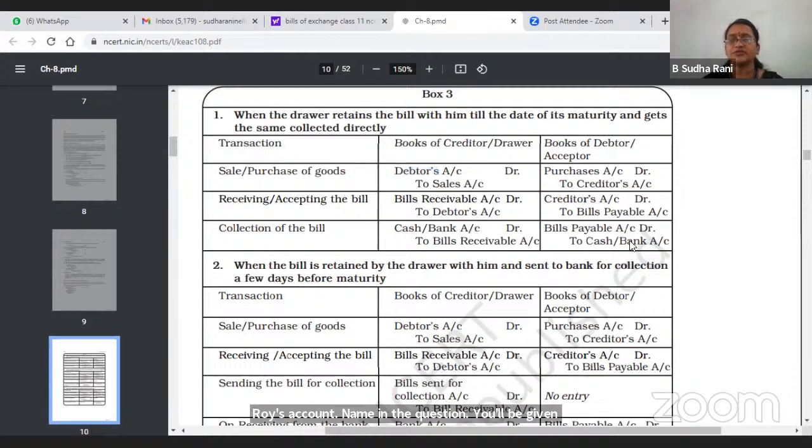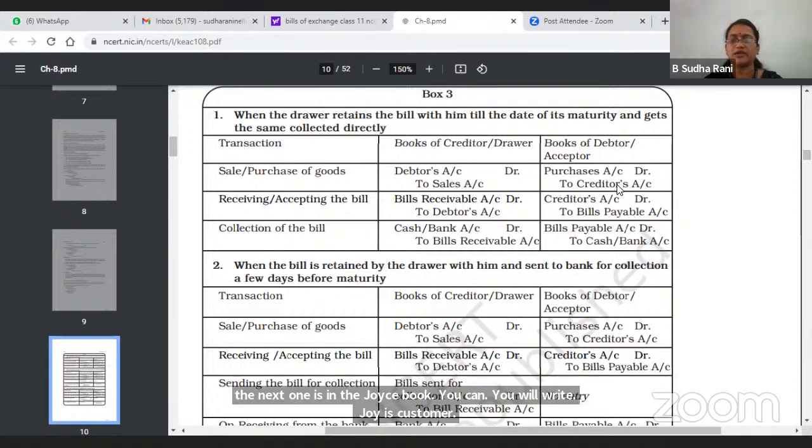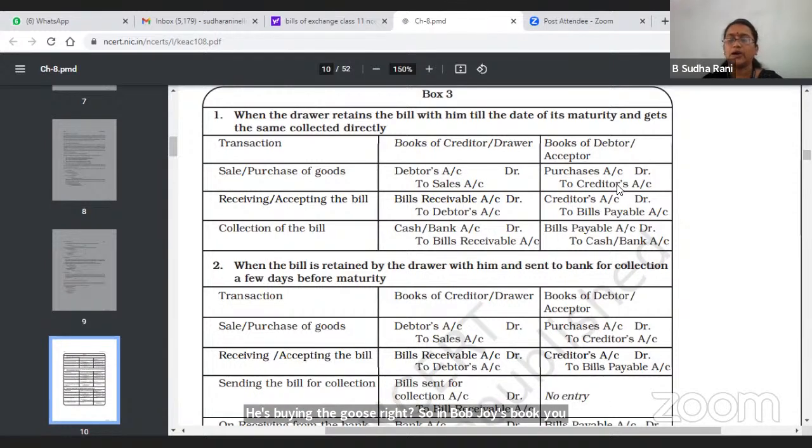The next one is in the drawee's books. The drawee is the customer. He is buying the goods, right? So in the drawee's books, you will write: purchases account debit to creditor's account. Who is the creditor here? The creditor is nothing but the seller, that is the drawer. Okay, purchase and sale, the transaction has taken place.